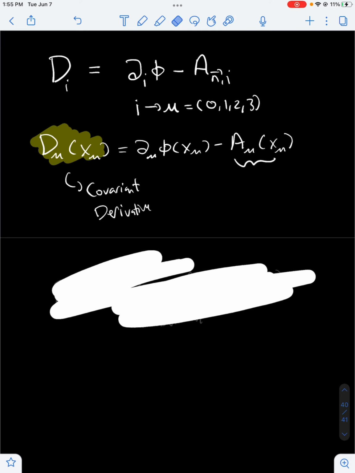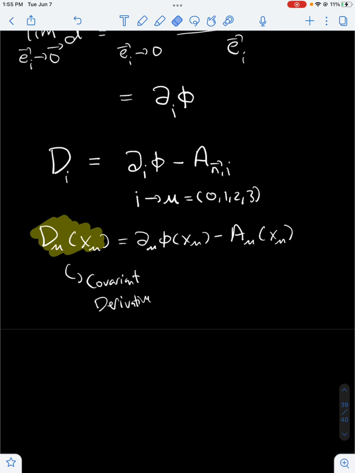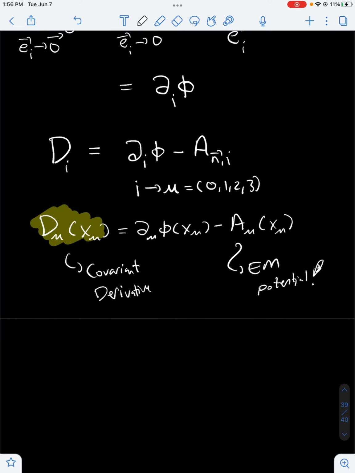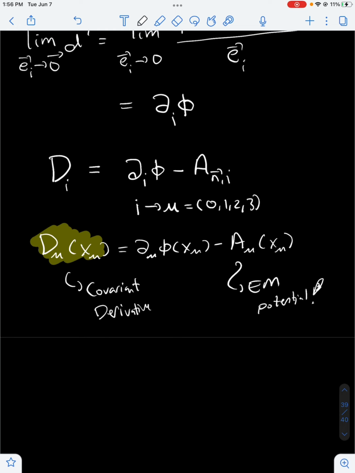But first of all, before we do that, you might notice that this A mu looks like the EM potential. And that's because it is the EM potential. The electromagnetic potential is a gauge field. It's actually just a physical gauge field, if you will. That's dynamical. That's what I mean by physical. So the EM potential is a gauge field, and that's a pretty cool insight. And again, we can evaluate what it means for the field space to be curved.